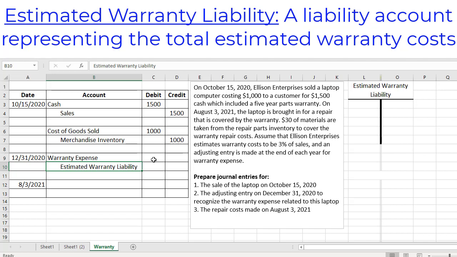The way we find the value for this journal entry is we need to look at the estimate for warranty costs, which they tell us to be 3% of sales. So what we can do is take our sale amount, which was $1,500, and multiply that by 3%, which is 0.03. And that tells us that our warranty expense is $45, and we'll also use the same amount for the estimated warranty liability.